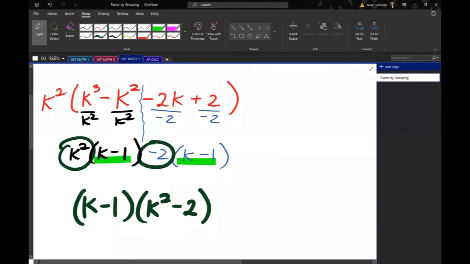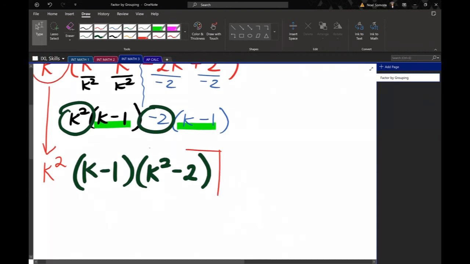Okay, now I'm almost done, right? But there's something that needs to be brought down from the very beginning. An initial GCF that was factored out, which was the k squared, right? So we don't want to ignore that. I want to bring that down so that the final expression will read as k squared times k minus 1 times k squared minus 2. And this will be our final equivalent expression from the original polynomial.